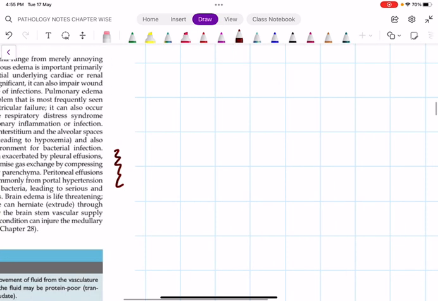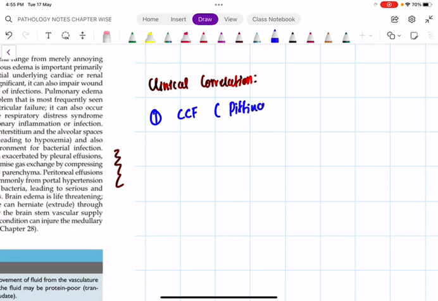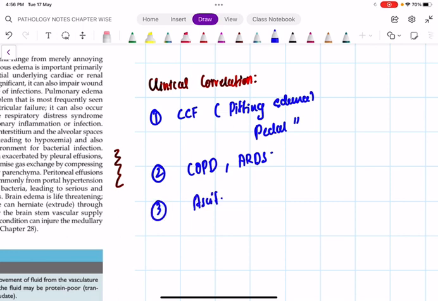And please, what is the clinical correlation here? I am writing the clinical correlation here, how you have to observe in clinics. Number one, go and observe a patient with CCF, congestive cardiac failure, and please elicit pitting edema, pedal edema. Number two, in RS pathology, COPD, or in acute respiratory distress syndrome. Then number three, ascites. Number four, liver failure.